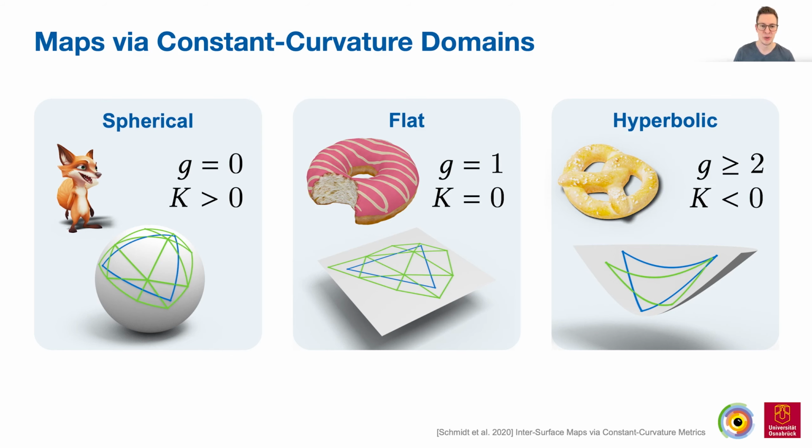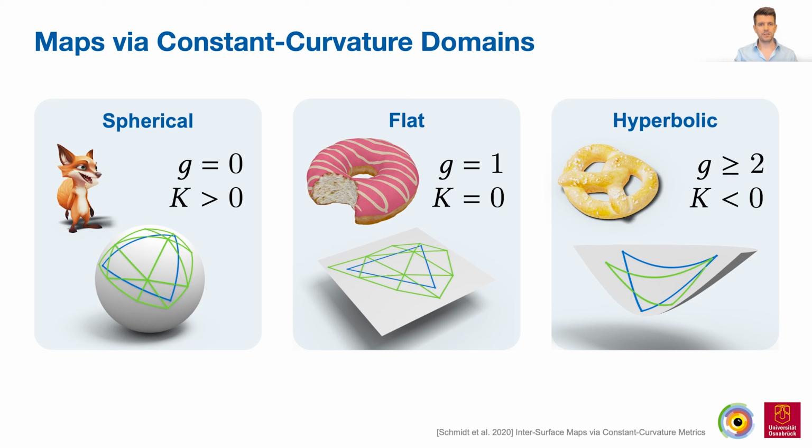So, in summary, we've seen that for closed surfaces of any genus, we can compute maps via a constant curvature intermediate domain, that is, via the sphere, the plane, or the hyperbolic plane, depending on the genus. And these representations work without having to choose any singularities in our map.